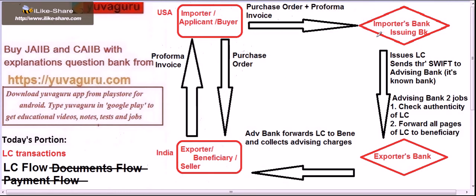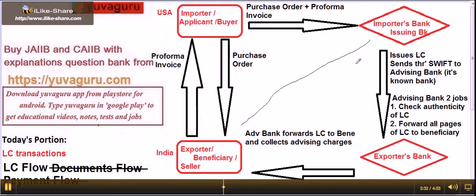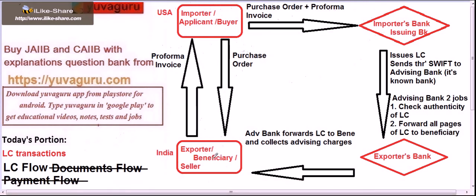Means directly this should go from here to there, but that's not easy. So what does this bank do? This bank doesn't know this seller. But let's say this is Citibank in USA, and this bank knows SBI in India. So this bank says, we will send this LC to SBI or any bank for that matter, and that bank is then called the advising bank, because the advising bank is generally that bank which is known to the issuing bank. So this bank sends the LC to this advising bank.